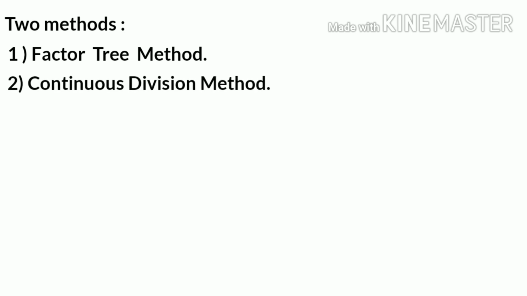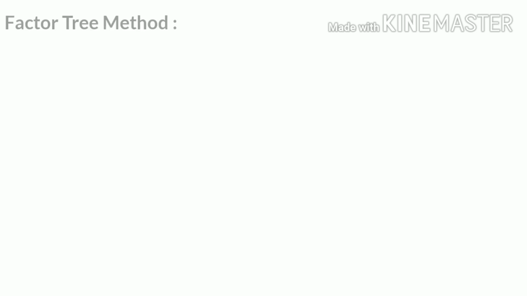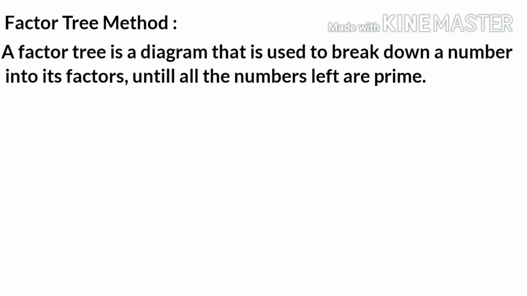There are two methods of finding prime factorization. So there are two main ways for finding the prime factors of a number. The first method is the factor tree method and the second method is continuous division method. Let us first discuss the factor tree method. A factor tree is a diagram that is used to break down a number into its factors until all the numbers left are prime. Now let us discuss the steps to be followed in factor tree method.